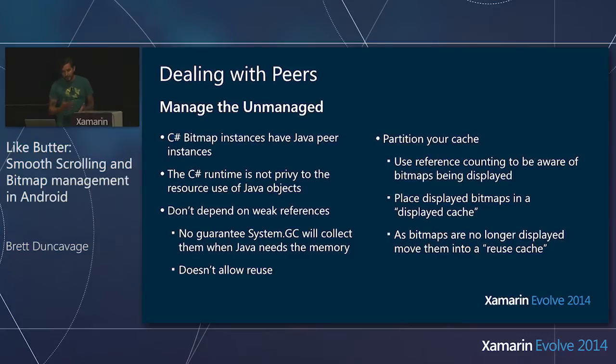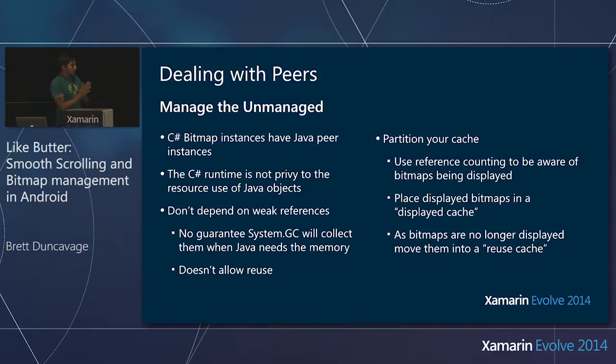So, dealing with peers and managing the unmanaged. I kind of touched on that. The C# bitmap instances have a Java peer. The C# instance keeps the Java peer alive, so the Java garbage collector won't be able to collect them. The C# runtime isn't privy to the resource use of Java objects. It's the whole managed and unmanaged resource issue that crops up here and there. Don't depend on weak references. I think I touched on all these.